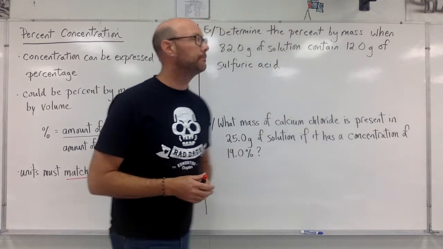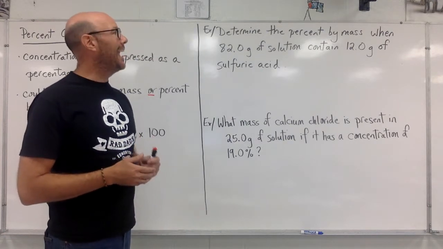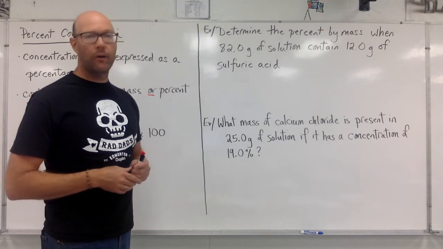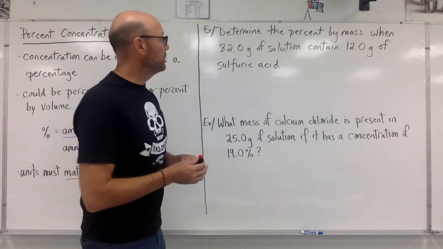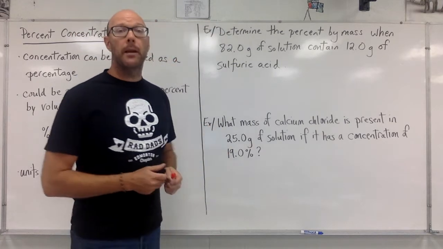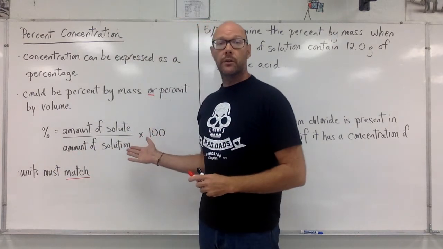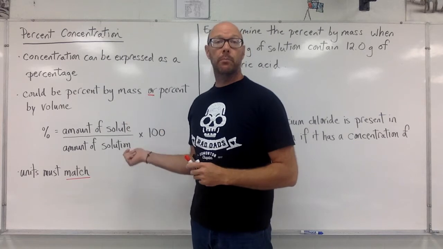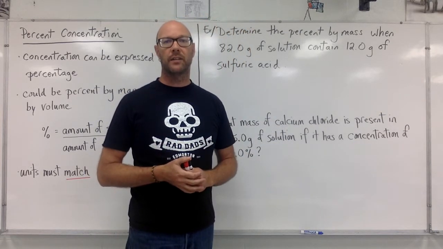Here's two examples. Determine the percent by mass when 82.0 grams of solution contain 12.0 grams of sulfuric acid. Here it says pretty explicitly, determine the percent by mass. We don't need to manipulate this equation around. We're looking for the percent. We just need to make sure that we get our numbers in the right place. Of course, it's worth remembering that there's no such thing as more than 100%.